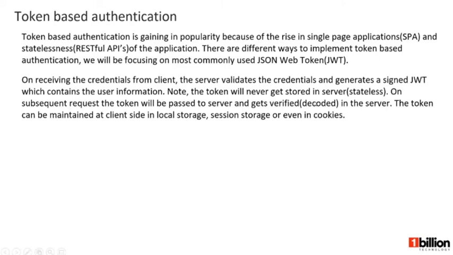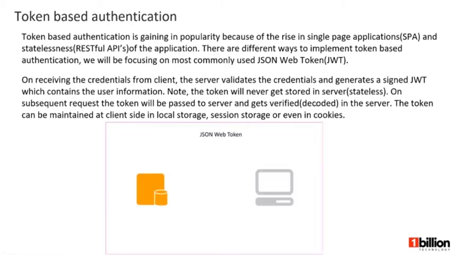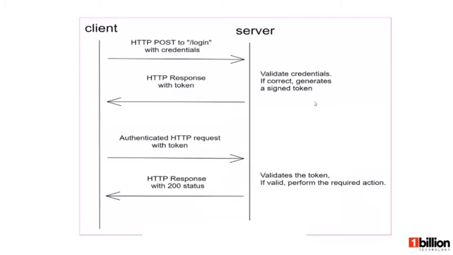The token can be maintained on the client side in local storage, session storage, or even cookies. JWT consists of three parts: header, payload, and signature. All three are base64 encoded. Since they are encoded, anyone can decode and read the message, but only authenticated users can produce a valid signed token. The token is authenticated using the signature, which is signed with a private key. From this diagram, you can understand how token-based authentication happens.